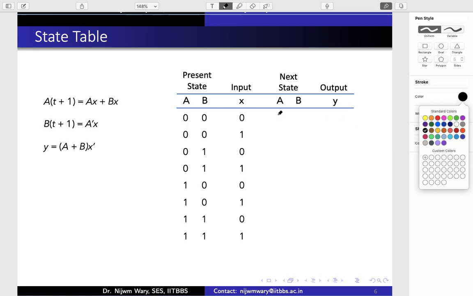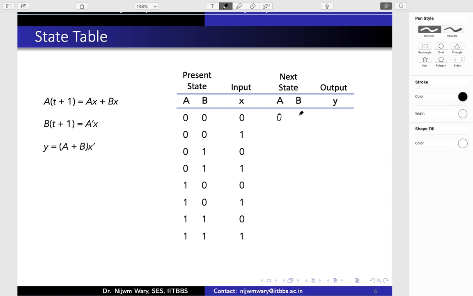Let's use this. And B, in this case, B also will be 0 definitely because X is 0. So if X is 0, even though A complement is 1, it will be 0. So what about Y? Because A and B are both 0, A or B is 0, so it will definitely be 0 here, right? So now let's see next.